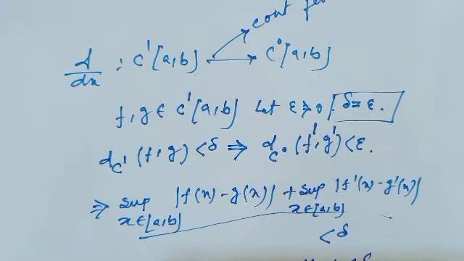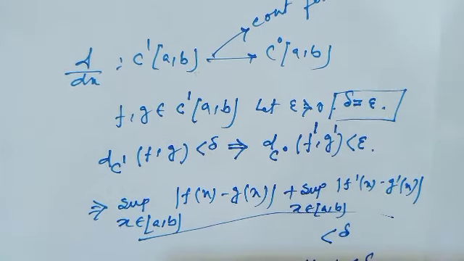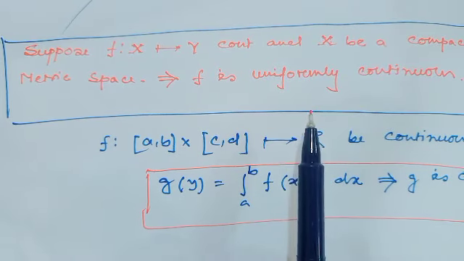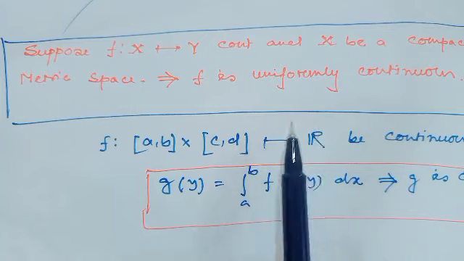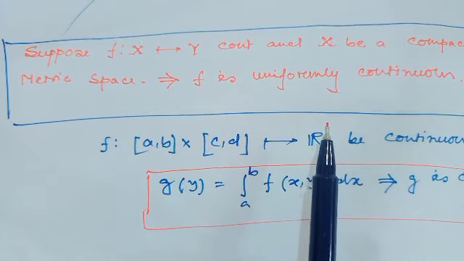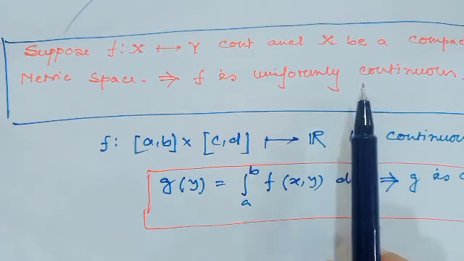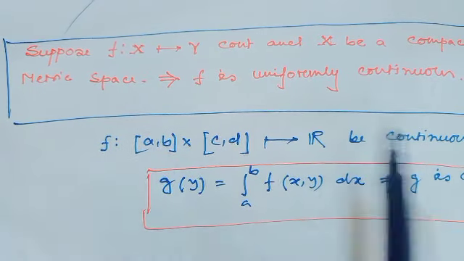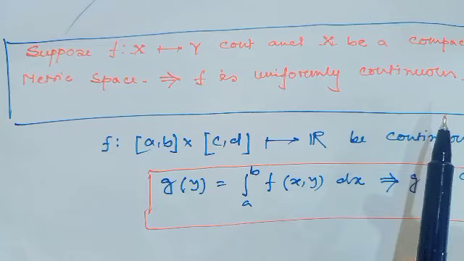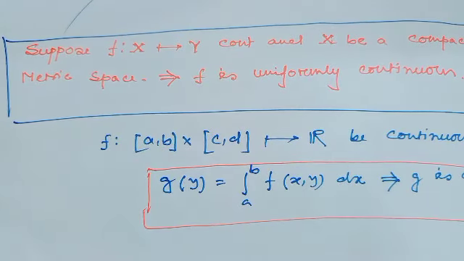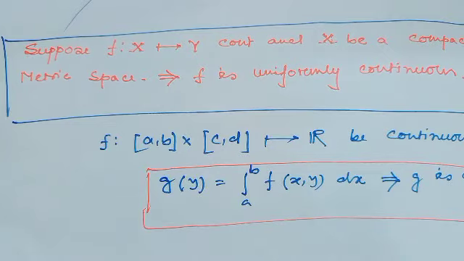Our next example: all of us know, suppose f is a mapping from X to Y, where X and Y are two different metric spaces. If this mapping is continuous and X is a compact metric space, then this continuous mapping is always uniformly continuous. We all know this property.